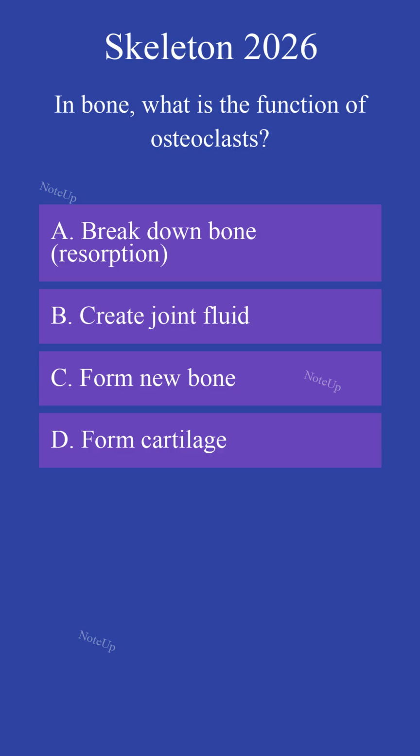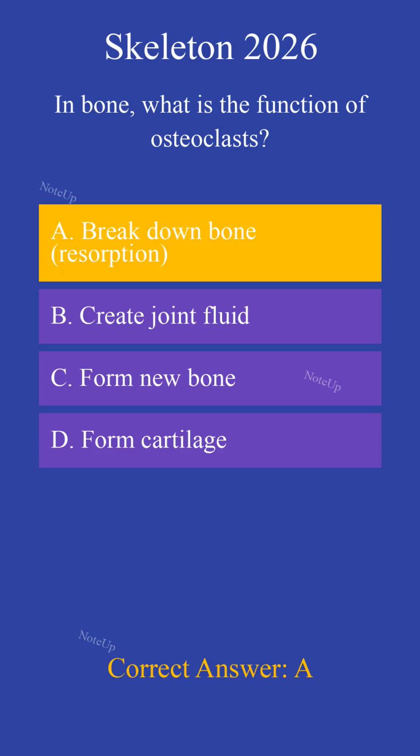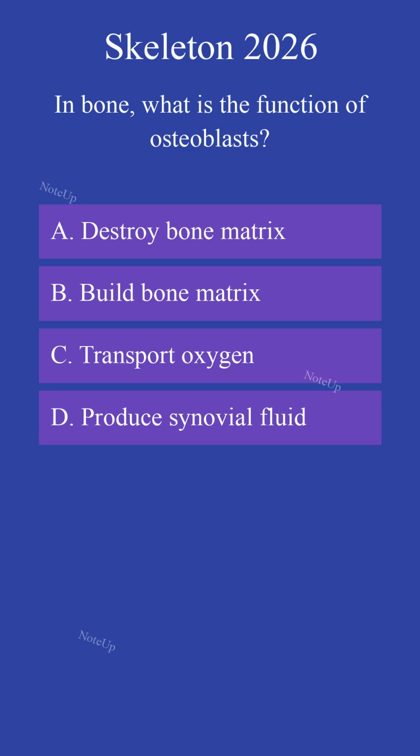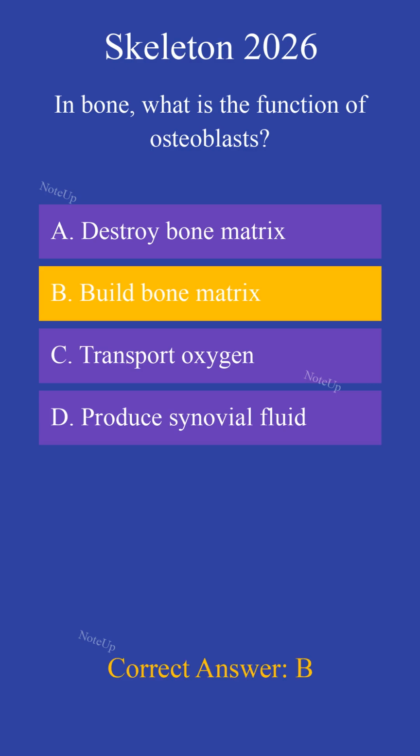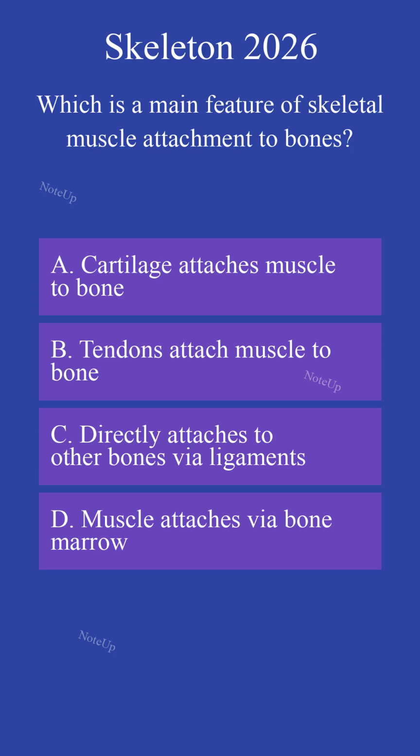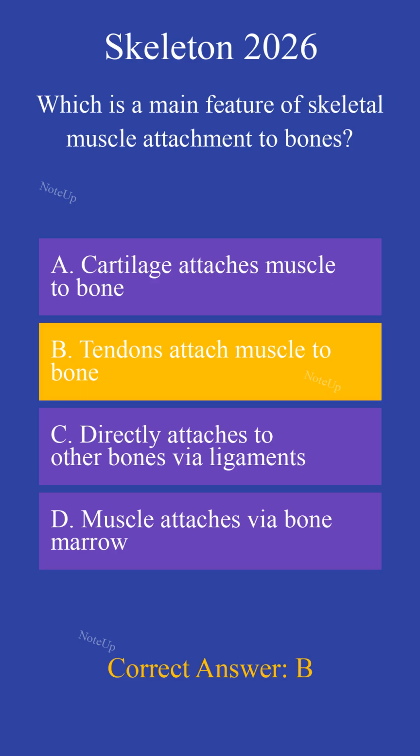In bone, what is the function of osteoclasts? The correct answer is A, break down bone, resorption. In bone, what is the function of osteoblasts? The correct answer is B, build bone matrix. Which is a main feature of skeletal muscle attachment to bones? The correct answer is B, tendons attach muscle to bone.